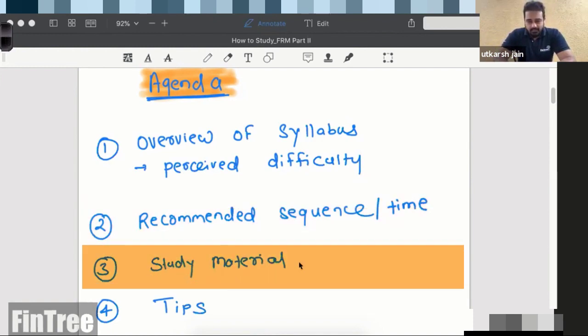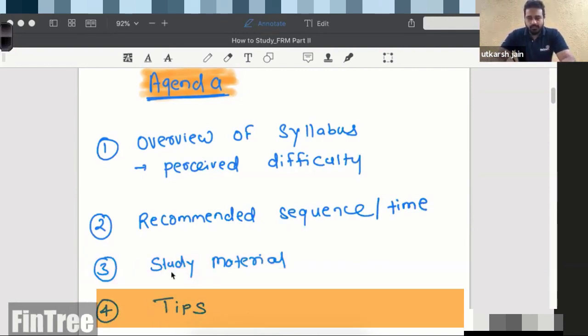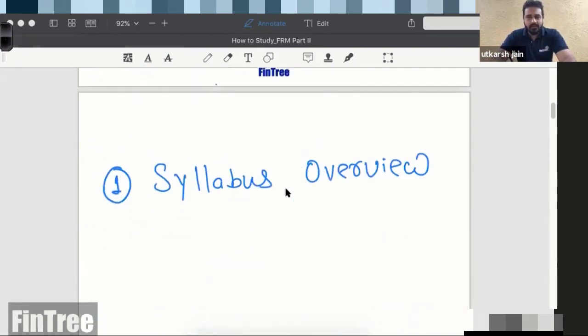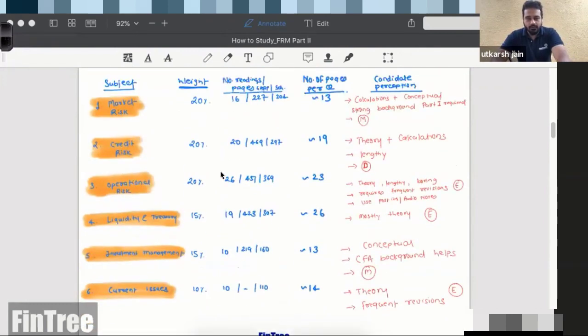Then we will discuss what study material is available, which books to read and what questions to practice. And then we would have some discussion on some general tips for the FRM Part II. Okay, so that's the background. Let's get started with the syllabus overview first.